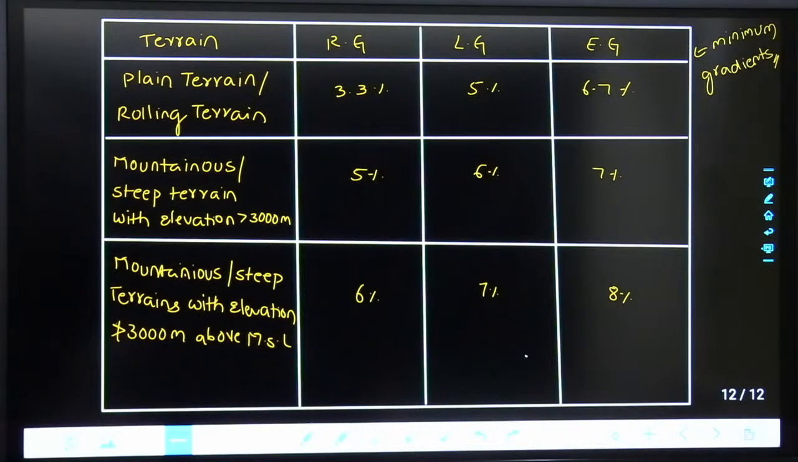Any doubts, guys? Balamurugan, good evening. No doubt. Fine.